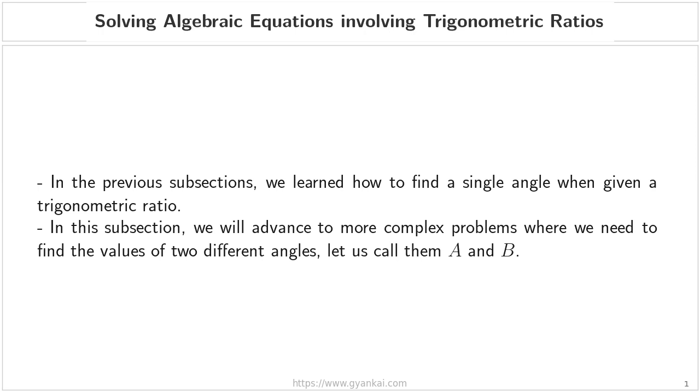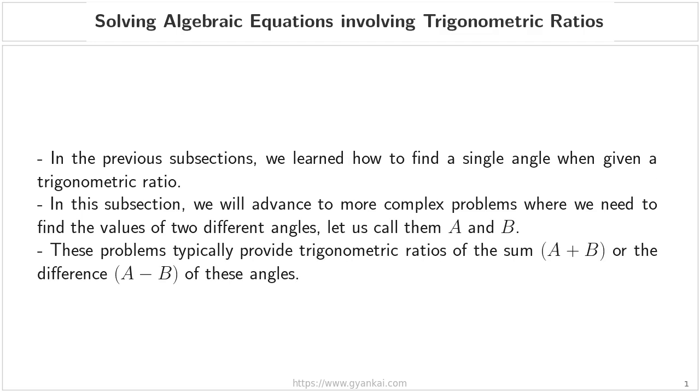Instead of just one unknown, we will be looking for the values of two different angles, which we will refer to as angle A and angle B. In these types of problems, you won't be given the angles directly. Instead, the problem will provide you with trigonometric ratios for the sum of the angles, written as A plus B, or the difference of the angles, written as A minus B.